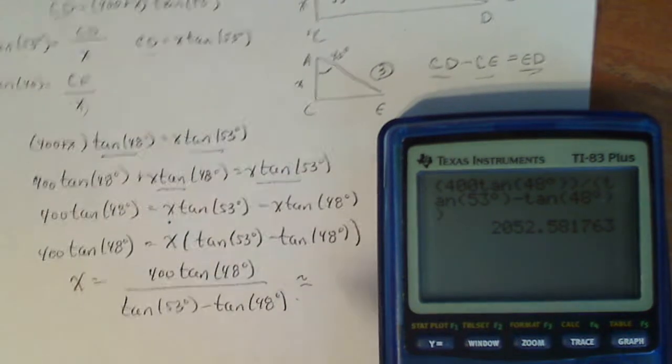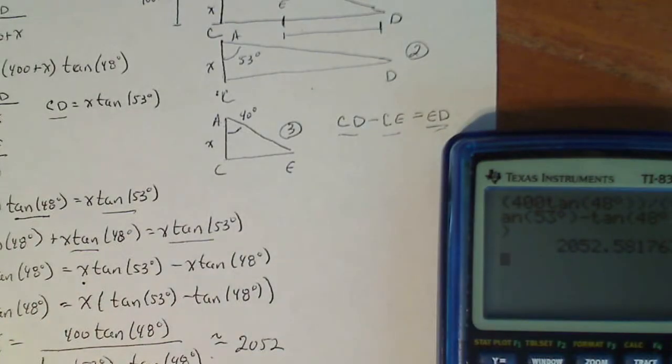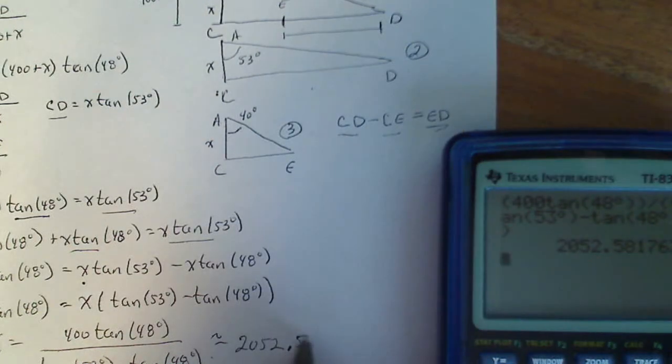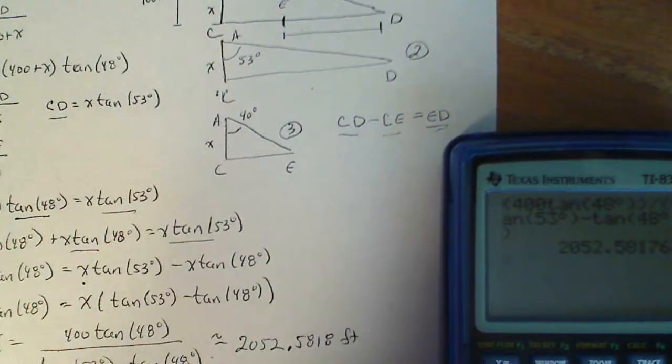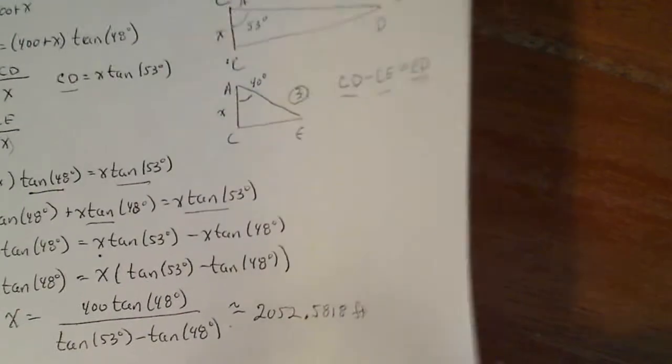2052.5818. So this is going to be 2052.5818, and this is going to be feet. So they're pretty high in the air. That's a helicopter.